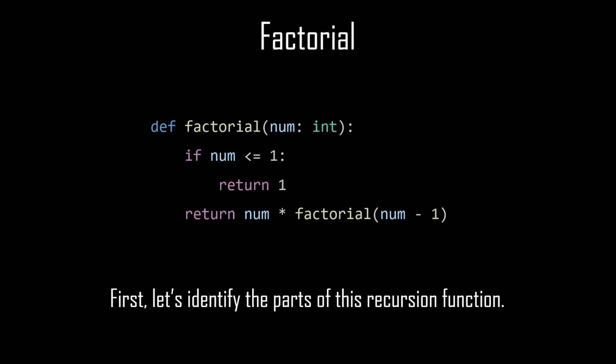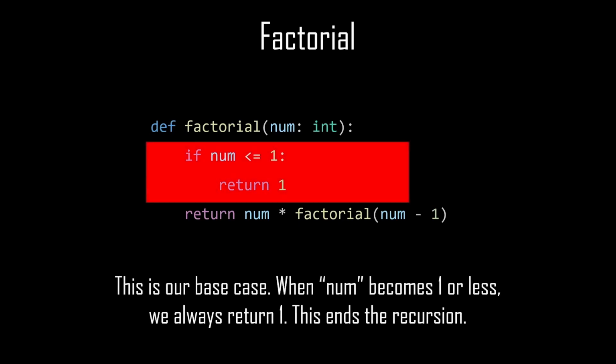Now let's identify the parts of the recursive function. So we have the base case, which is this if statement here. If num is less than or equal to 1, then return 1. So that is the base case. This is what ends the recursion and gives us a value of 1.